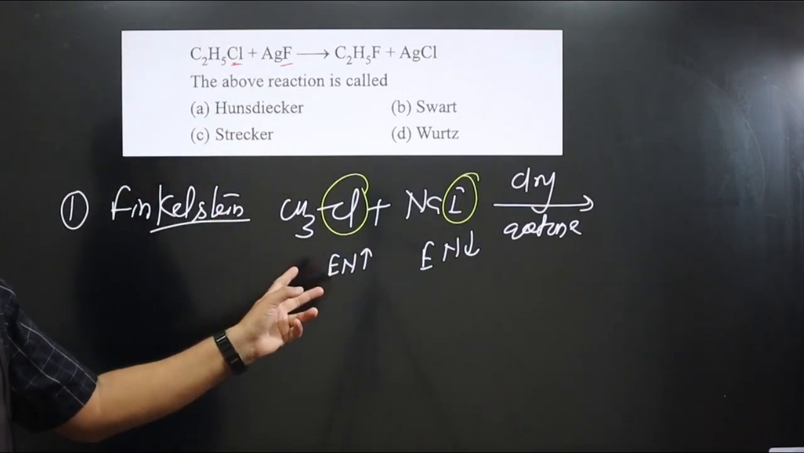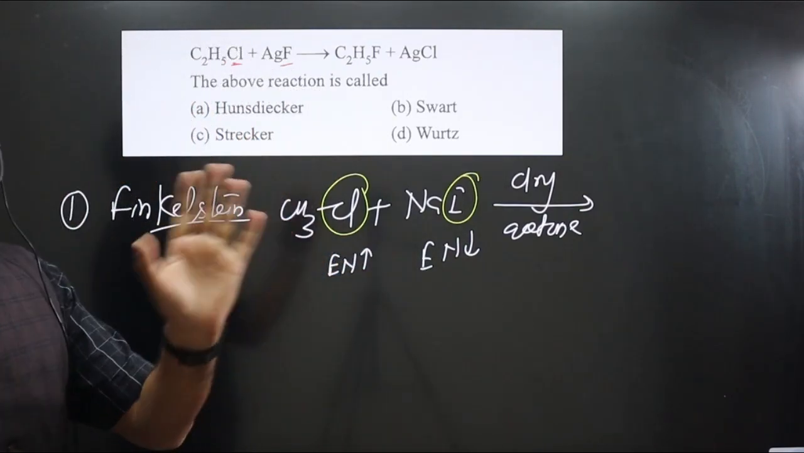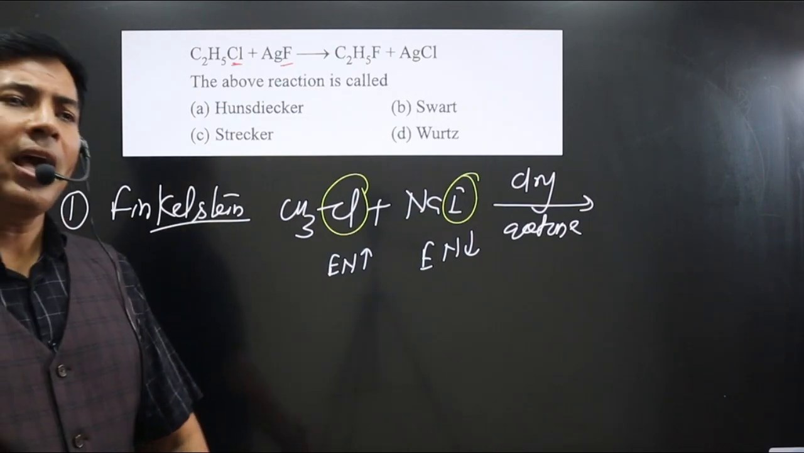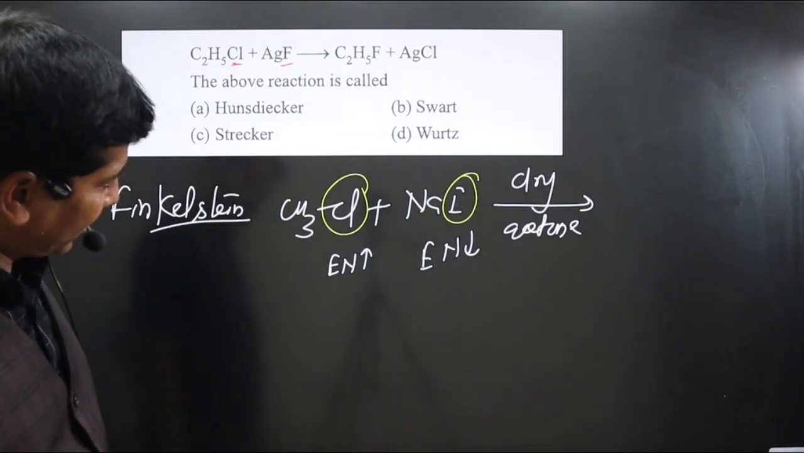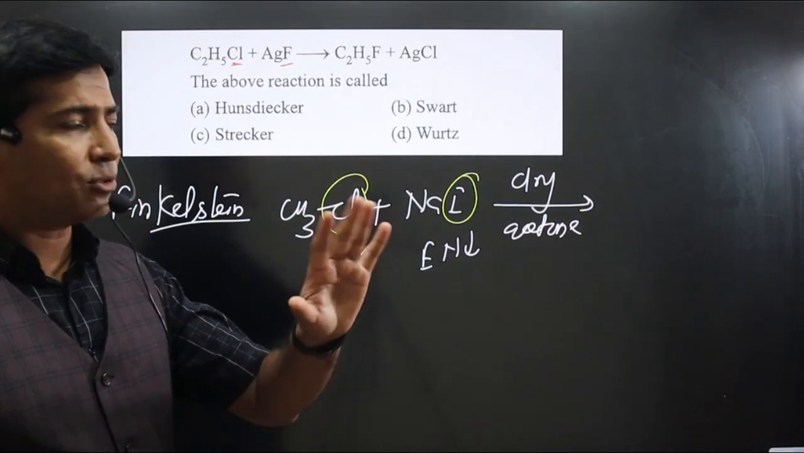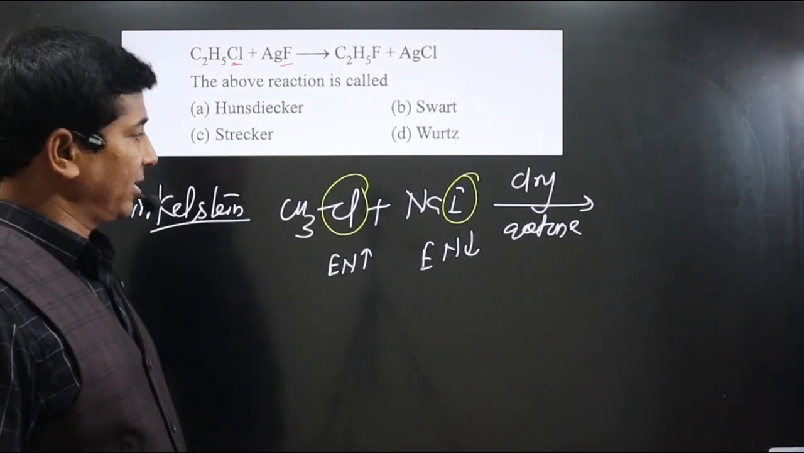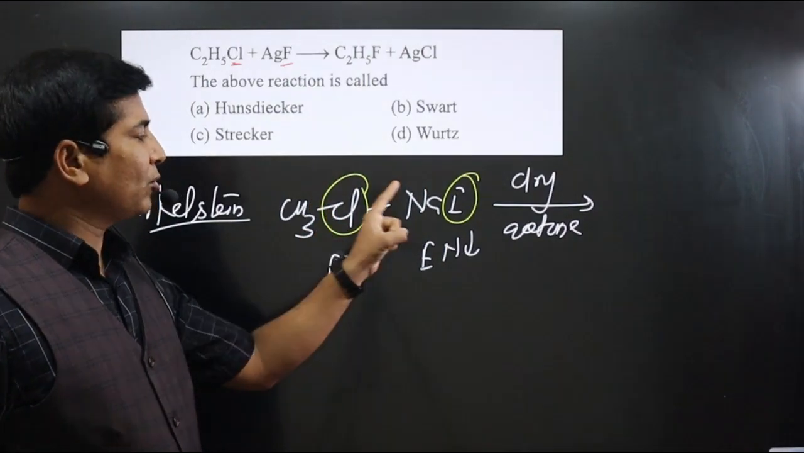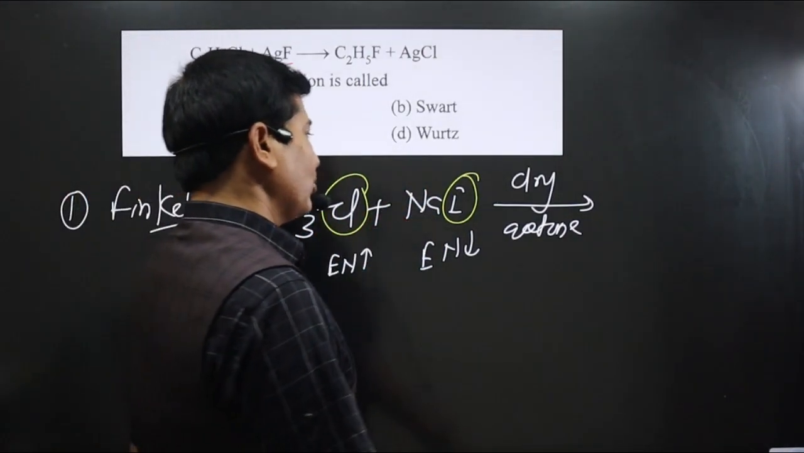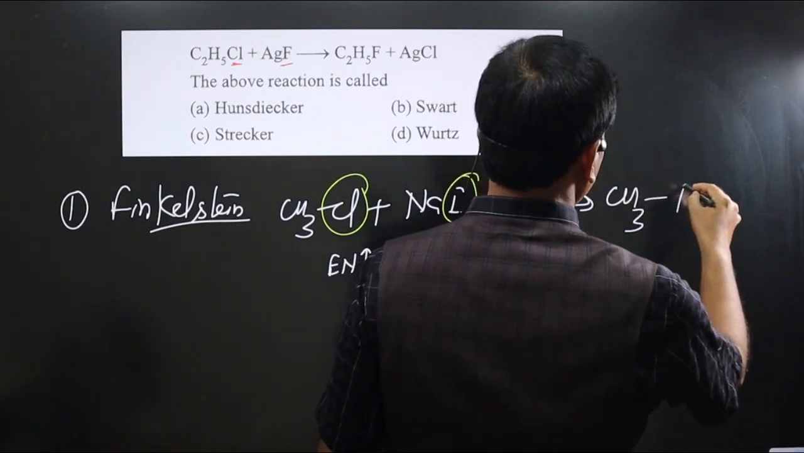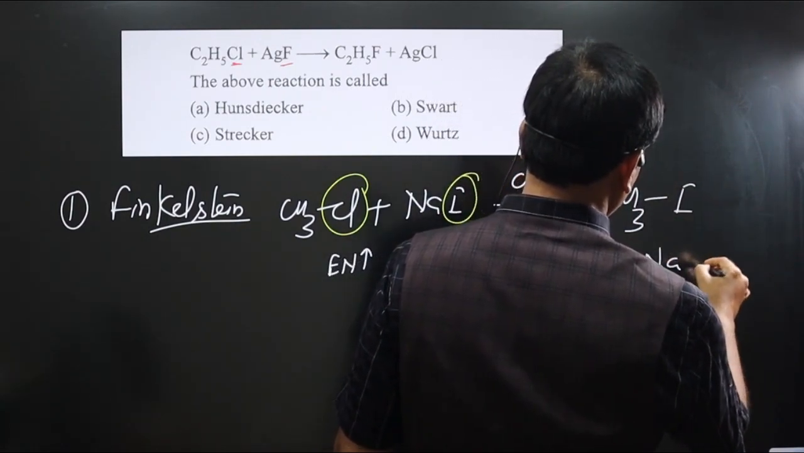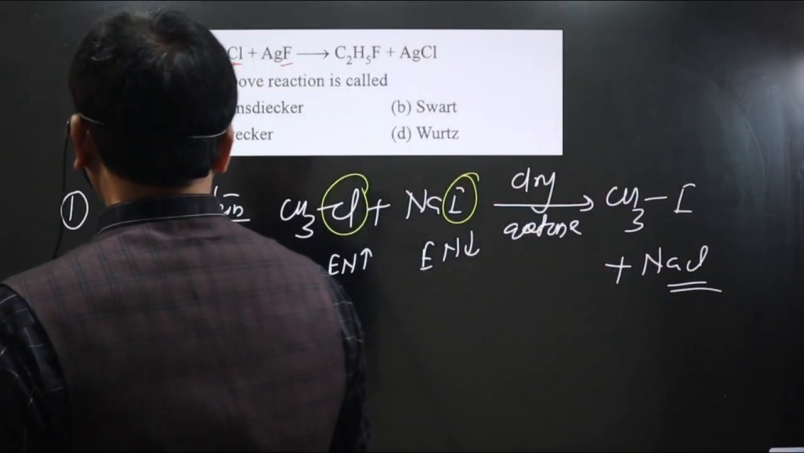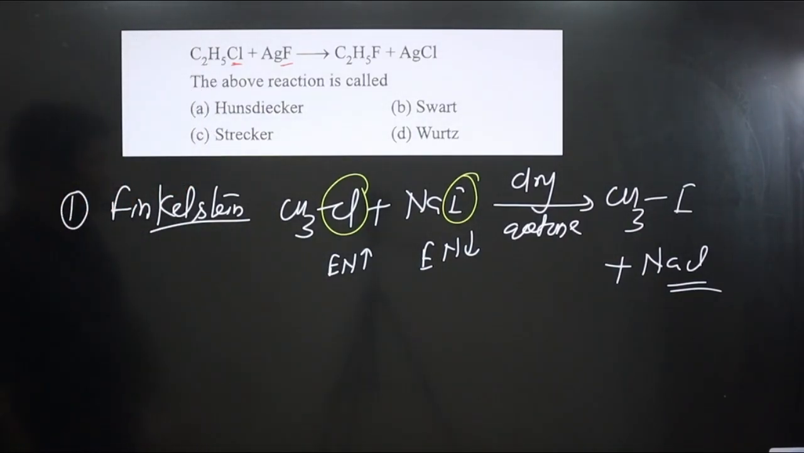If we switch the position of the halides, the reaction will not take place. So this is the condition we must abide by to complete the halogen exchange reaction. In this case, iodine will come in place of chlorine and chlorine will go in place of iodine. So we get CH3I, and we remove NaCl. So this is the condition for the Finkelstein reaction.